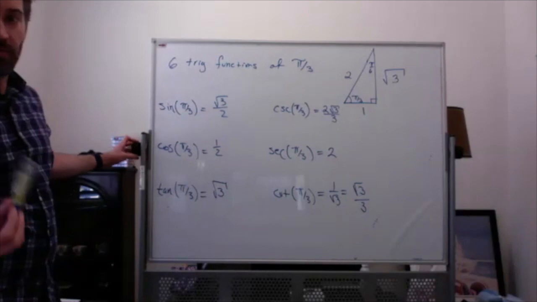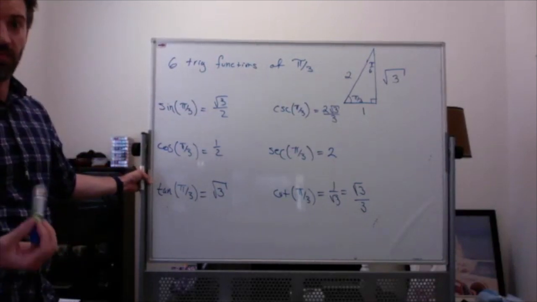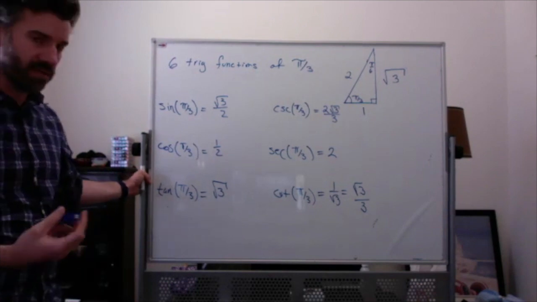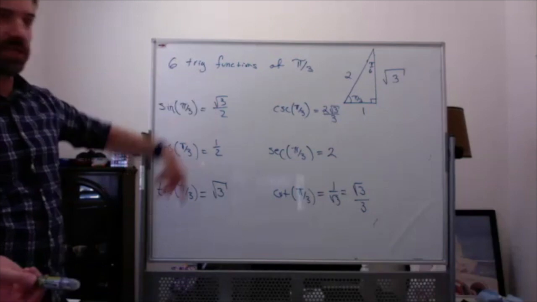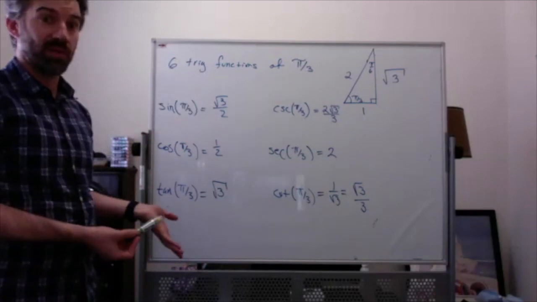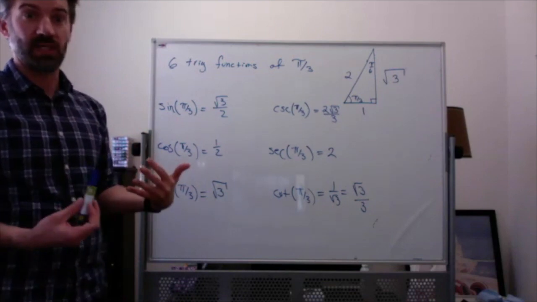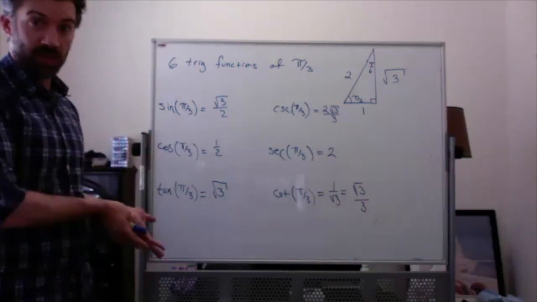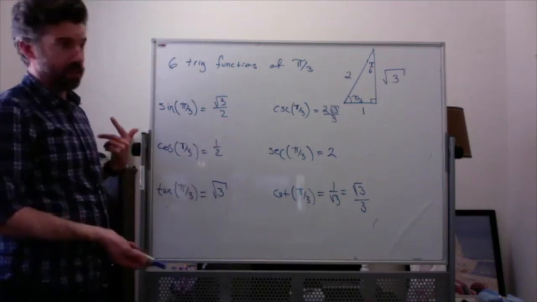So something I remember about these two angles, pi over 3 and pi over 6, or 60 degrees and 30 degrees, is that sine and cosine always take on these two values. One of them is root 3 over 2, and one of them is 1/2. And I just kind of have to figure out which one is which, and then I know the other one automatically. And then the rest of it just kind of fills in.